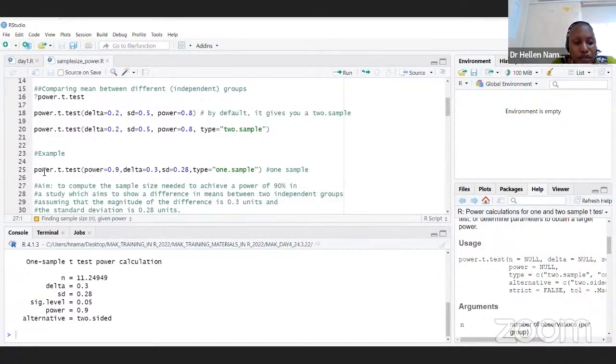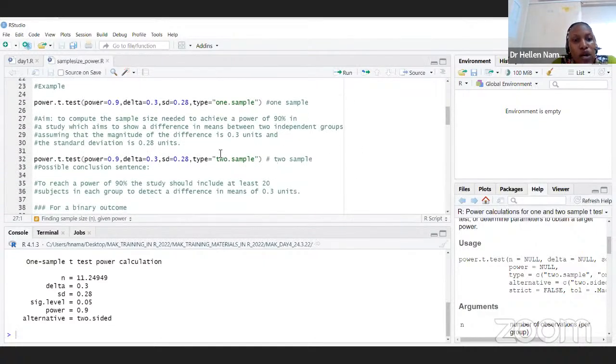So that is the part of the power.t.test. Also, remember, what about in case of a two-sample test? I'm using similar arguments, but what I'm changing here is the sample size. My power, again, is 90%.